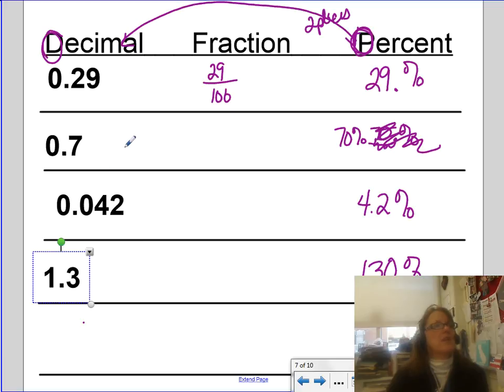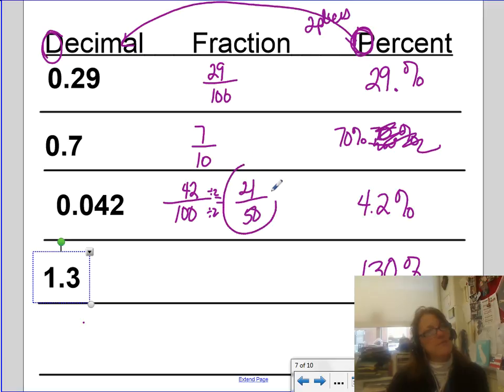What do these look like as fractions? This is the tenths place, 7 tenths. 42 thousandths: tenths, hundredths, thousandths. Oh, it's not in simplest form. Hold on. I think I can factor a 2 out of there, and I get 21 50ths. Now we're good. 1.3. Well, that means 1 3/10. That's all. There you go.